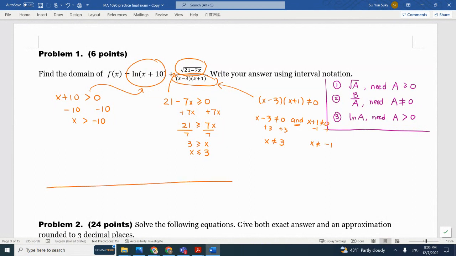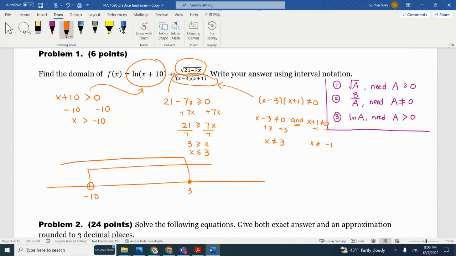Then draw the real number line. x greater than negative 10. So negative 10 is here. Greater than means we don't include the endpoint, so we put an open circle. If we want to include the endpoint, we put a solid circle. So greater than is to the right of negative 10. And then next condition, x less than or equal to 3. So 3 is right here, less than or equal to, solid circle, and then it's to the left. And then you keep going.